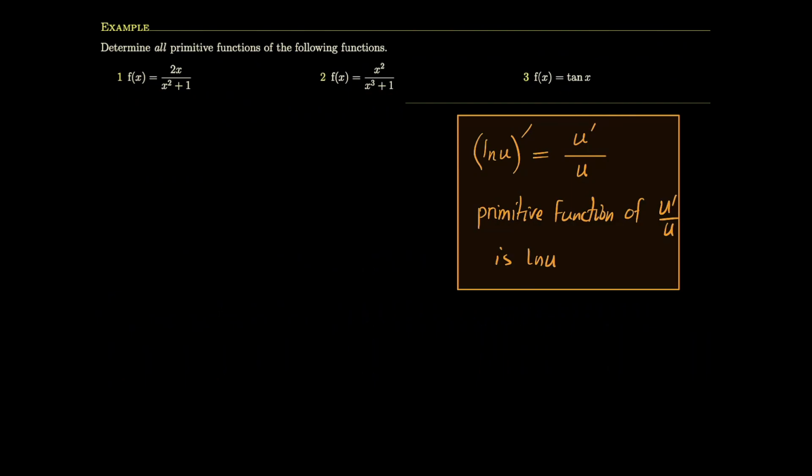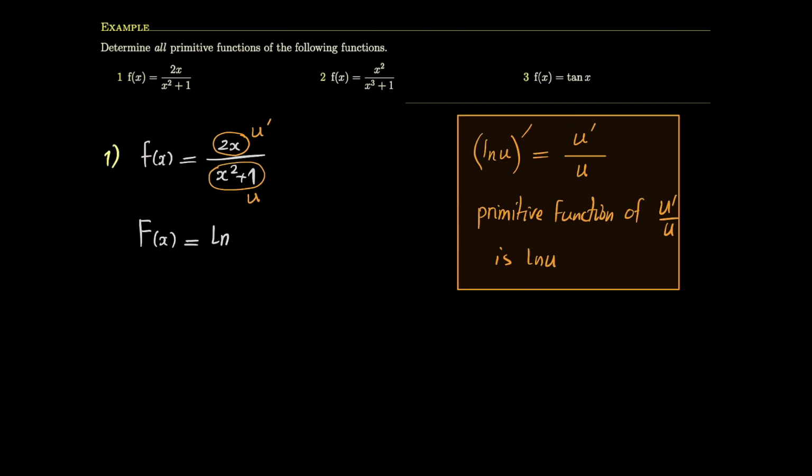Let me start from number 1, which is not in the book, but it's the same spirit. Do you see that this is happening here? It is 2x over x squared plus 1. It's a fraction, and the numerator is the derivative of the denominator. So you can give the role of u to the denominator, and then the numerator becomes u prime. Now, what are all primitive functions for this? It's ln of x squared plus 1.